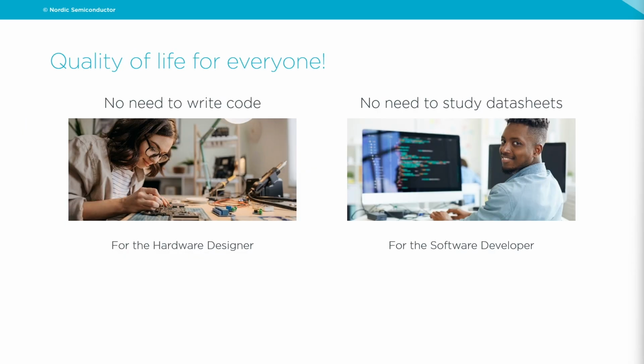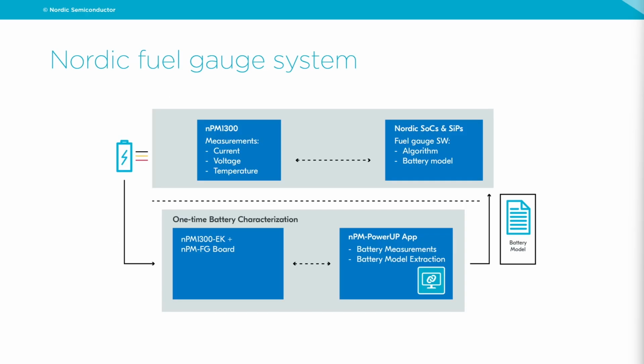This will lead to a better quality of life for everyone. So the hardware designer doesn't need to write any code because it can just be configured by a GUI. And the software developer does not need to read data sheets that are normally required for setting registers manually, because it also has this GUI that allows them to see all the available settings. And in this software is where you do the first battery characterization for your fuel gauging.